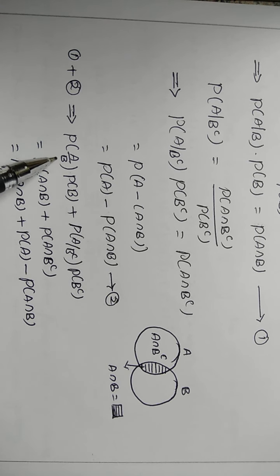Therefore, P of A by B, P of B plus P of A by B complement, P of B complement is equal to P of A.